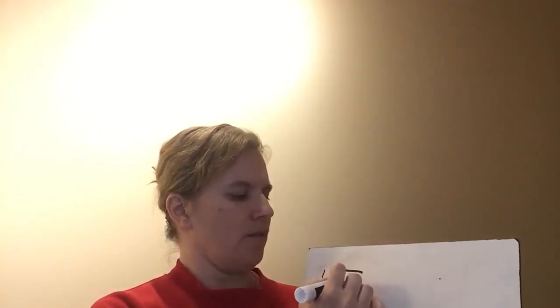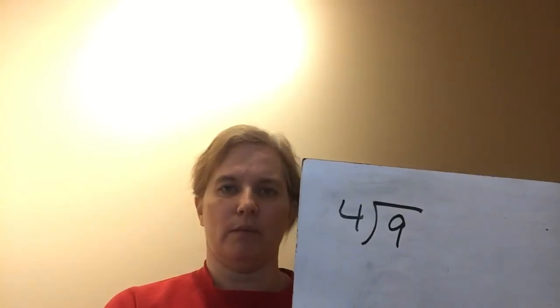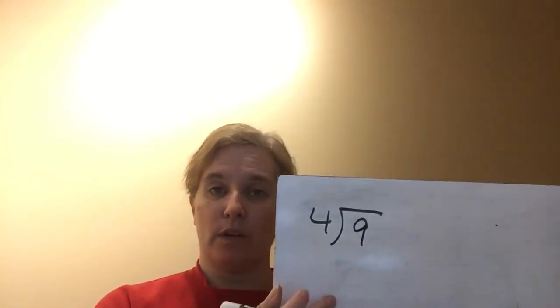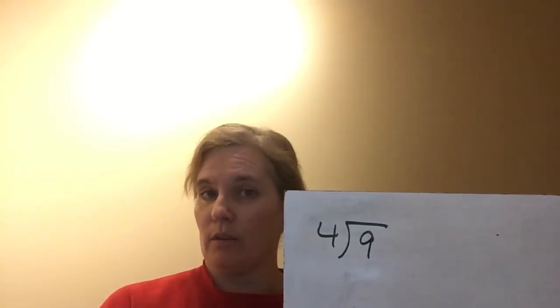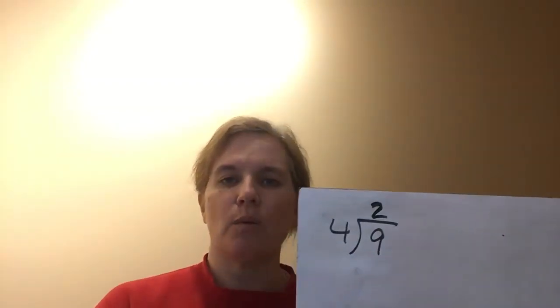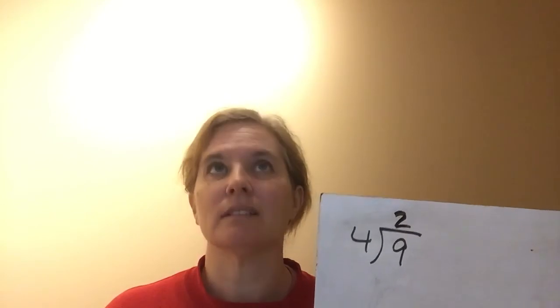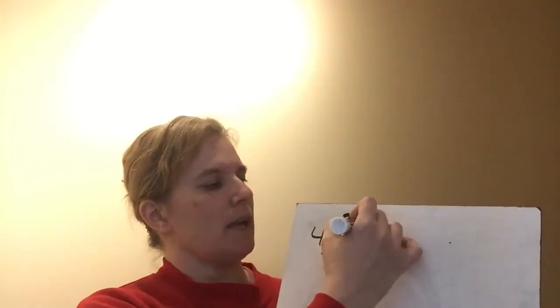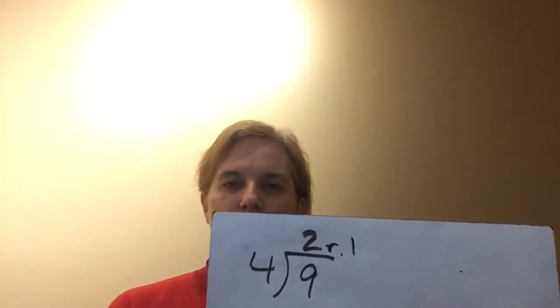So let's look at 9 divided by 4. How many times can 4 go into 9 without going over? 2 times. 2 times 4 is 8. What's 9 minus 8? 1. That's your remainder. Don't ignore your remainder. Bring it up here. You can do it with numbers that are a little bit bigger than that.